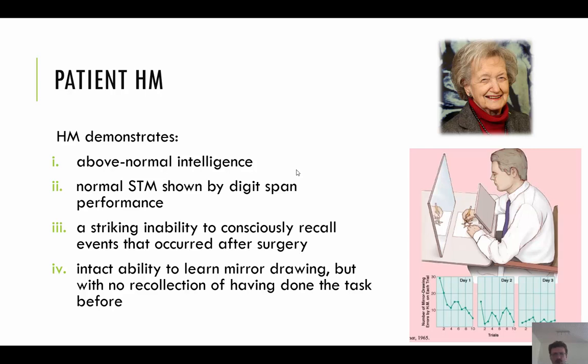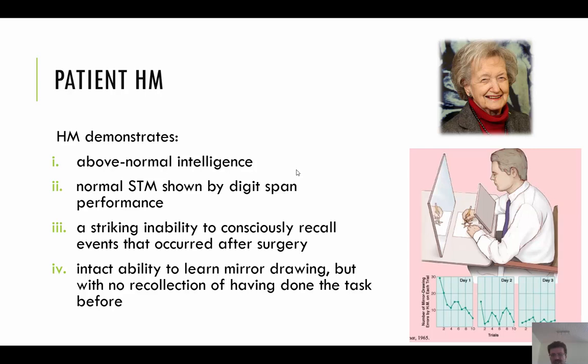And her work with patient HM was instrumental in helping us to understand some of the processes behind learning and memory. So some of the things we could say about HM were, well, despite the surgery, he had above or normal intelligence. So there was no problem with his intelligence. And there was no problem with his short-term memory, or what we call his working memory. And this can be assessed by what we call the digit span test, where you simply ask someone to recall a string of numbers. And most people can get up to 5 to 7 numbers.